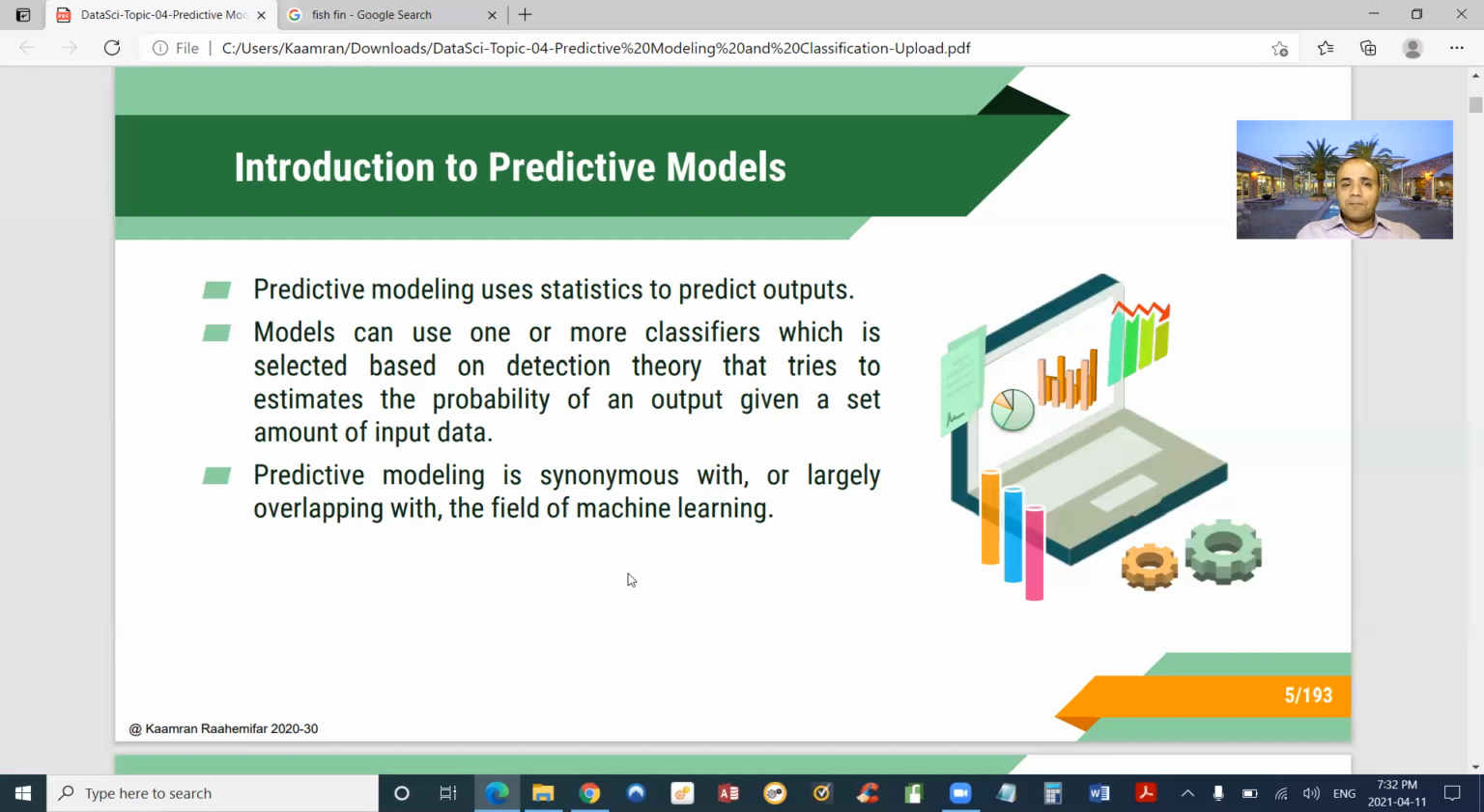So that's what this is. Predictive modeling and machine learning are intertwined, so they are actually related quite heavily together.